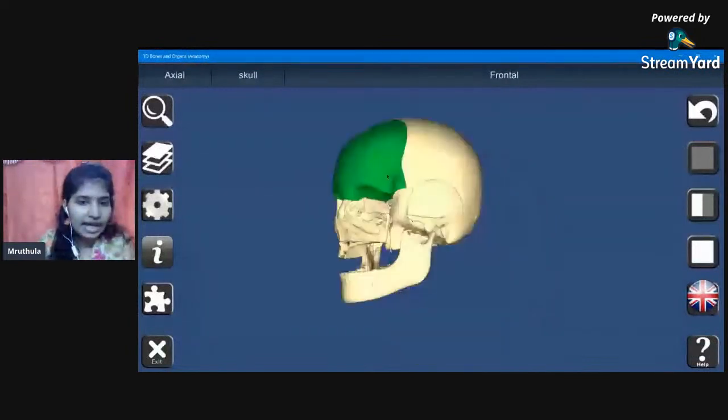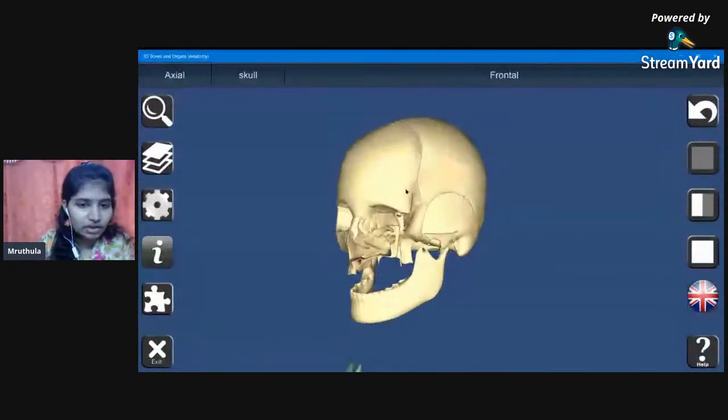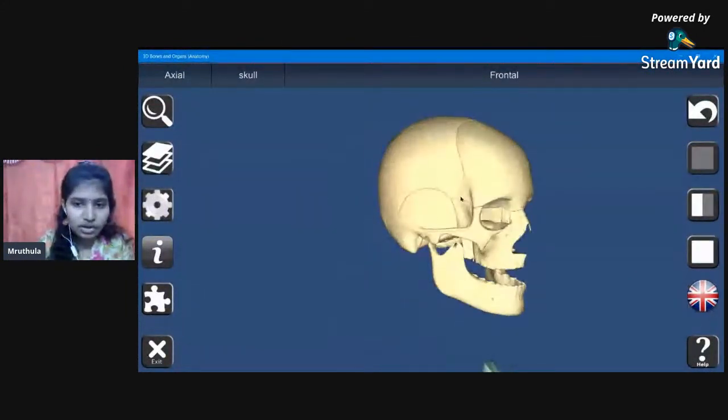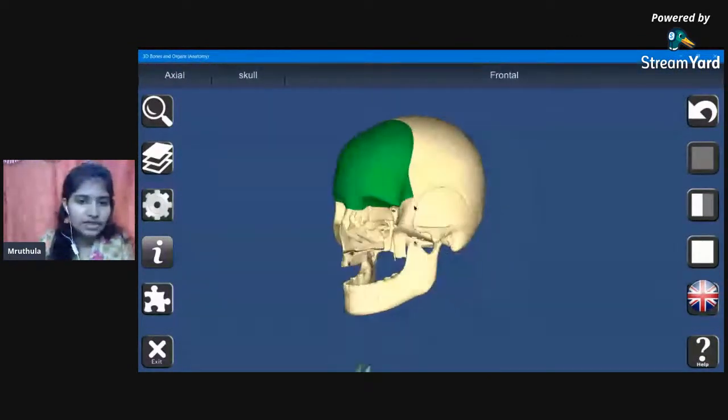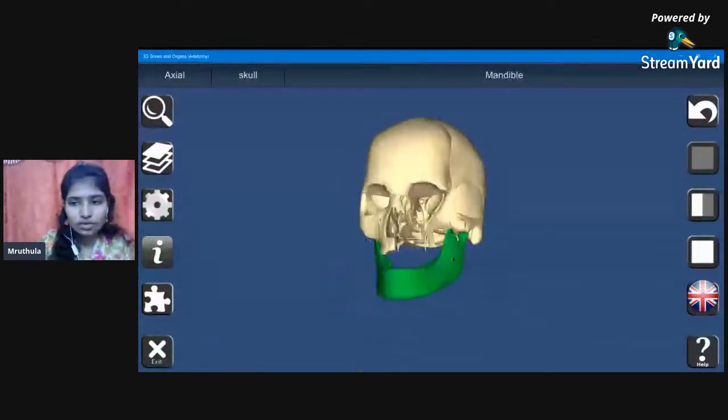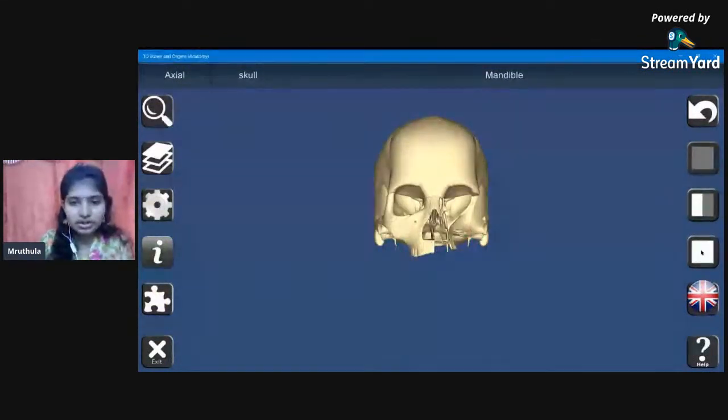On the left side, if you can see, I've removed the zygomatic bone. You can see some congested structure here, right? Because I've removed the zygomatic bone and the maxilla on the left side of the skull. Now I'm going to remove this mandible also, so that we can appreciate the other structures.